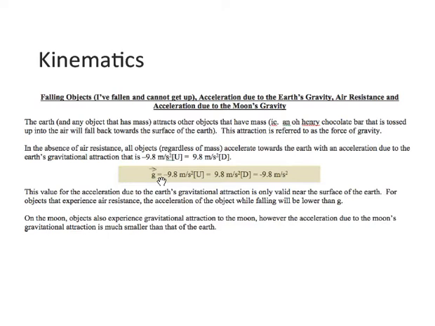So let's now look at what this value means. This is something that students get confused about. The question always comes up, well, when do I use negative 9.8 meters per second squared up, or when do I use 9.8 meters per second squared down?